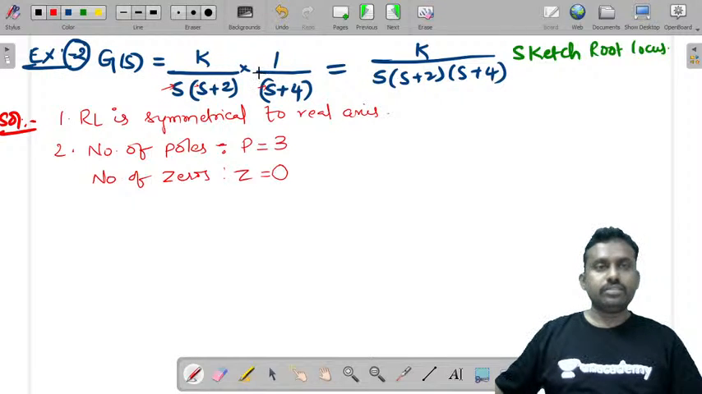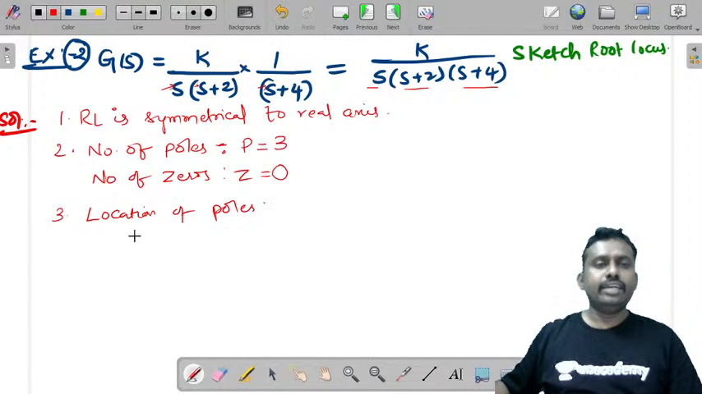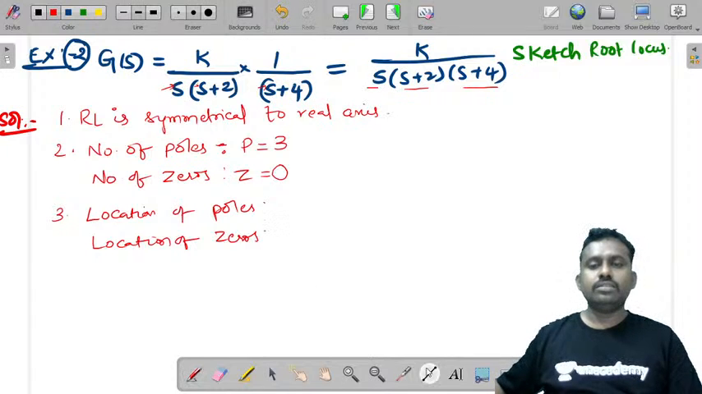Yes, Mahesh. So the number of poles is 3 because you have 3 terms in the denominator, and you don't have any s term in the numerator, so Z is equal to 0. Now just tell me the location of poles. Where are the poles located and where are the zeros located? Because you don't have any zeros, we can cancel this out.